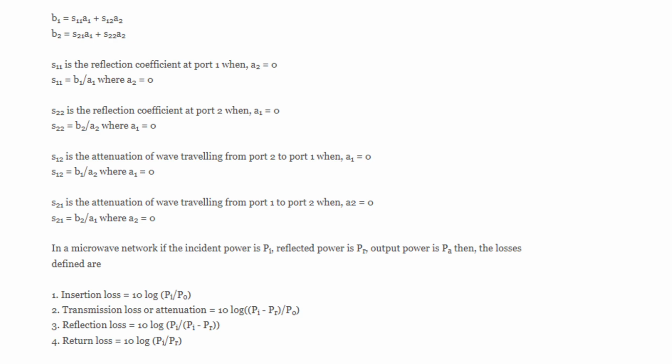In a microwave network, if the incident power is Pi, the reflected power is PR, and the output power is P naught, then the losses are defined as follows. Insertion loss equals 10 log of Pi divided by P naught, input power divided by output power. Transmission loss or attenuation equals 10 log of Pi minus PR divided by P naught. Reflection loss equals 10 log of Pi divided by Pi minus PR, and return loss equals 10 log of Pi divided by PR.